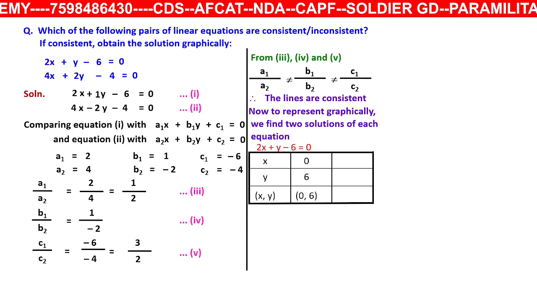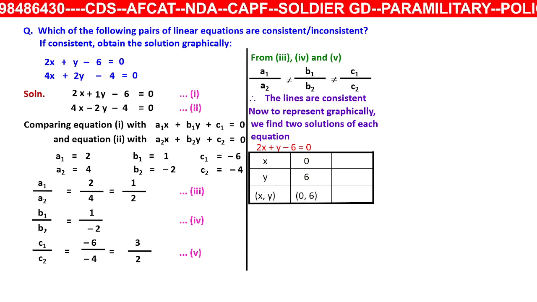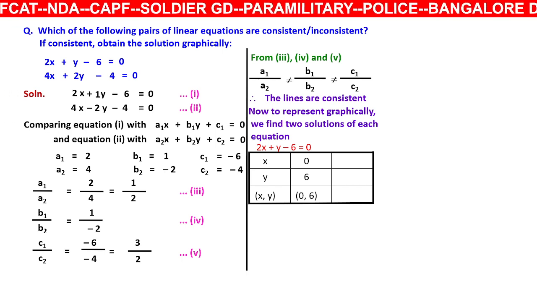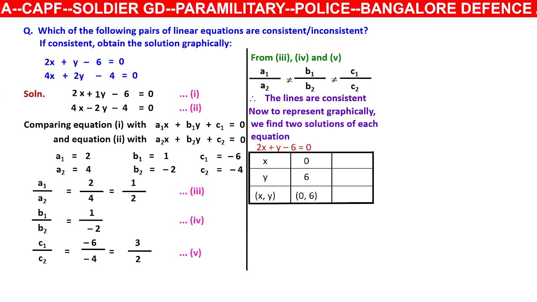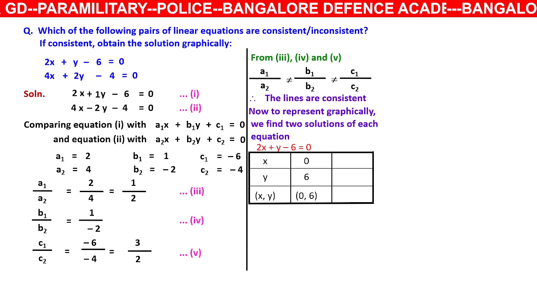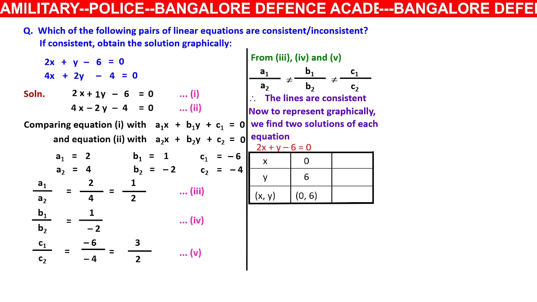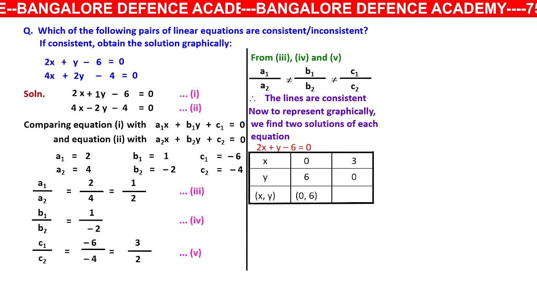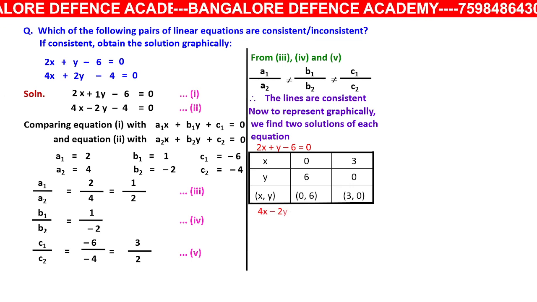Okay, so here we have to find it graphically also. If consistent, obtain the solution graphically. So we have found out that it is a consistent question because all the three ratios are different. So now draw a tabular column x and y. You can take 0 and 6. So x comma y is 0 comma 6. Now take y is equal to 0. So you get x is equal to 3. You get 3 comma 0.